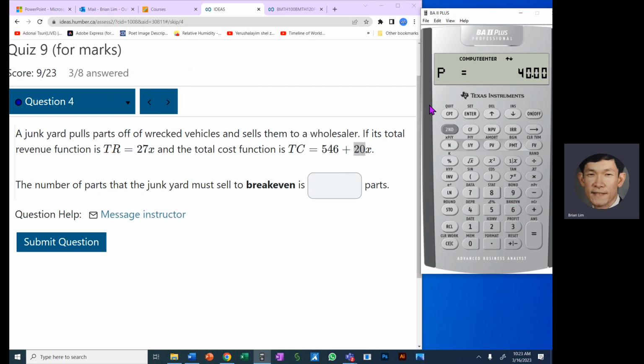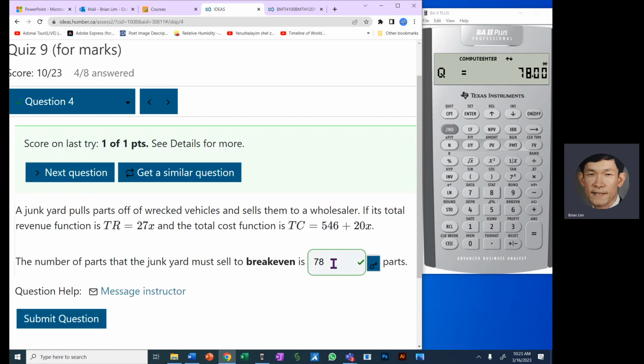All right. The next thing now, P, as you might recall, is the selling price. If this is a total revenue function, then 27 is the selling price. So 27, and we enter it. And then profit is 0 because of break even, correct? And the quantity we compute, and that number is 78. And there we are. We submit the question, it's correct, green border, green check mark, and most of all, 1 out of 1 for the point, so it must be correct.